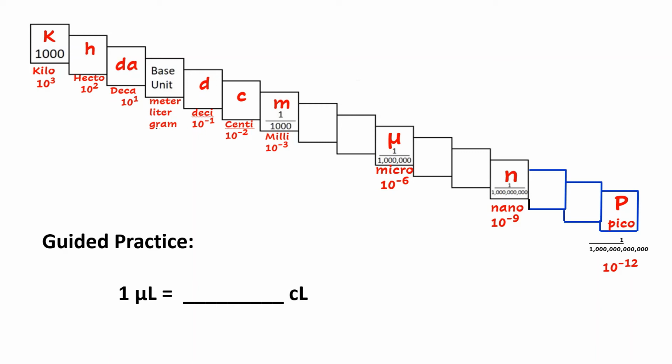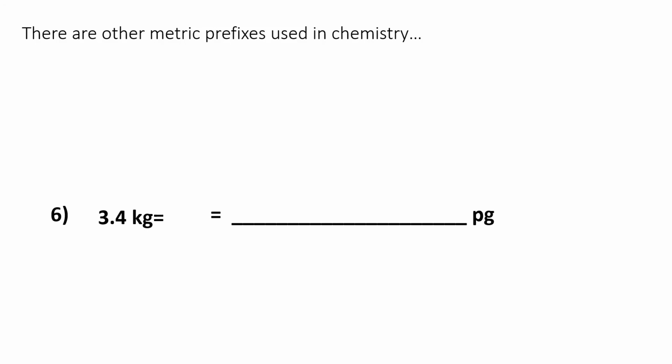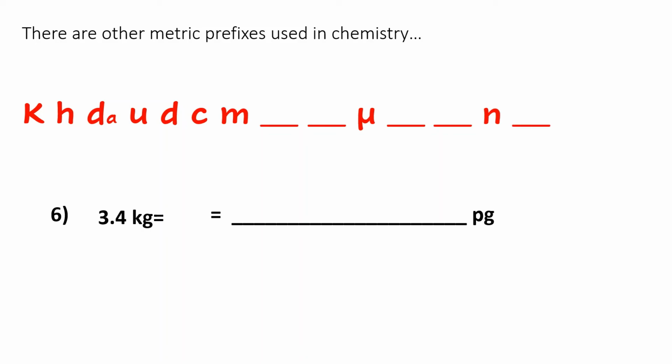In this example, we start at micro and end at centi or C. We need to move 4 steps to the left, so the decimal point moves 4 steps to the left as well. And our answer is 0.0001. This time, let's start by listing all of our prefixes, and remember to skip 2 spaces between milli, micro, nano, and pico.